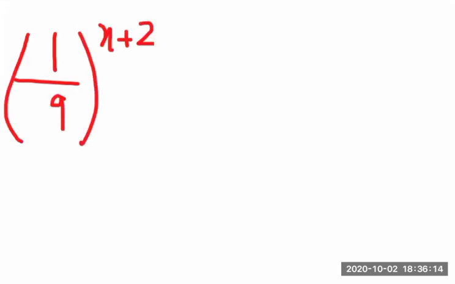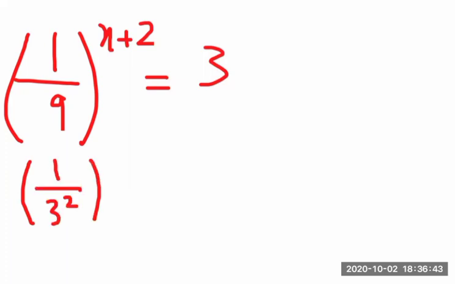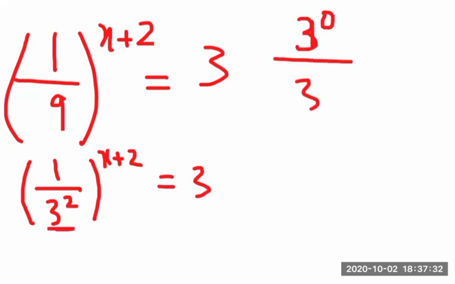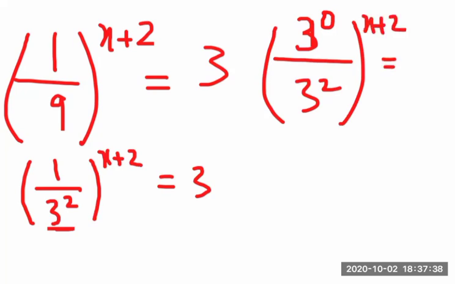1 upon 9 power x plus 2 is equal to 3. Farah, can you solve this? Okay. So 1 upon 3 to the power 2, and then outside the bracket we get x plus 2 equals 3. That 3 to the power 0 is 1 upon 3 square multiplied by x plus 2, which is equal to 3. All of us know that anything to the power of 0 is 1, so that's very clear, right?